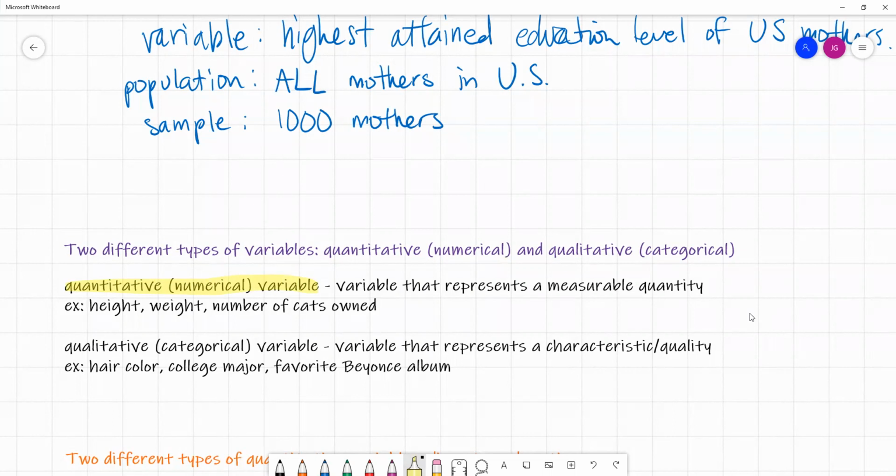Here are a few examples. Height, I can measure that with a number. Weight, number of cats owned. Whenever someone asks you what the height is, what the weight is, what the number of cats owned is, you're going to respond with a number.